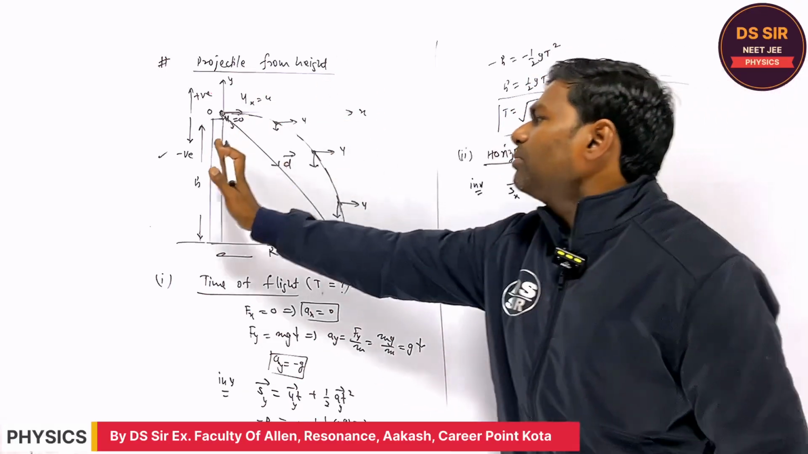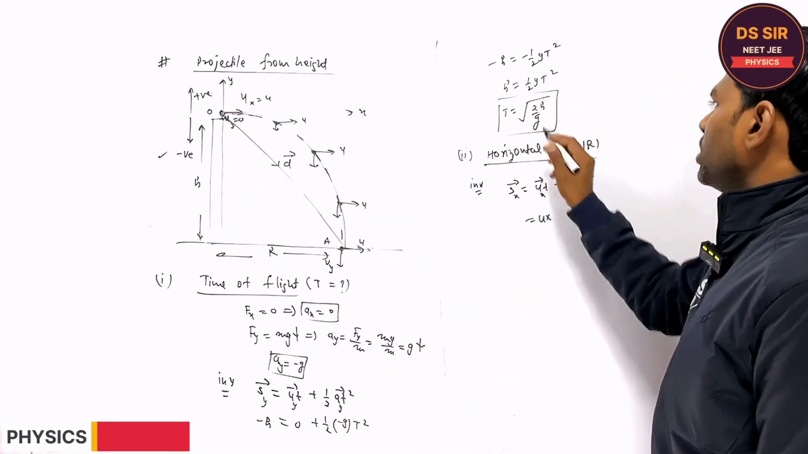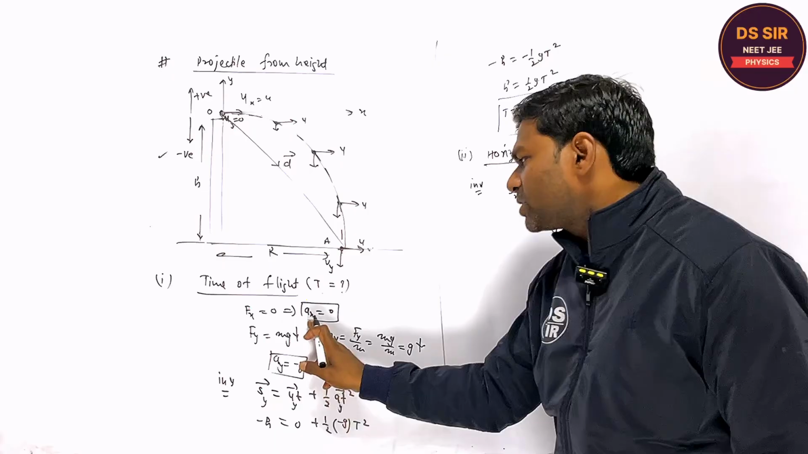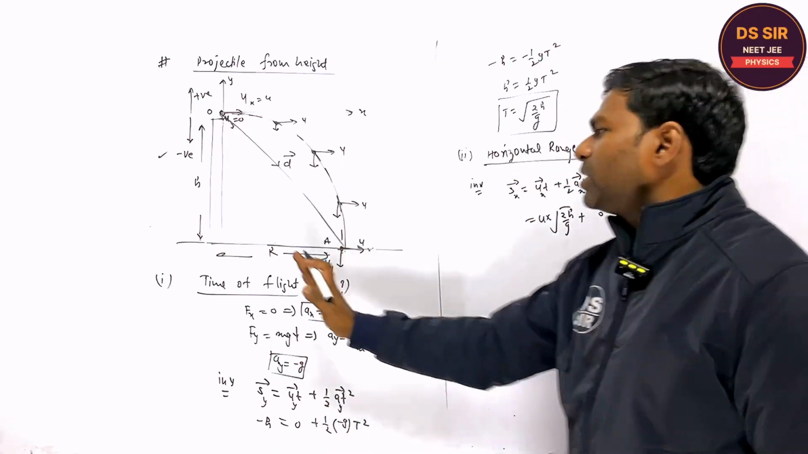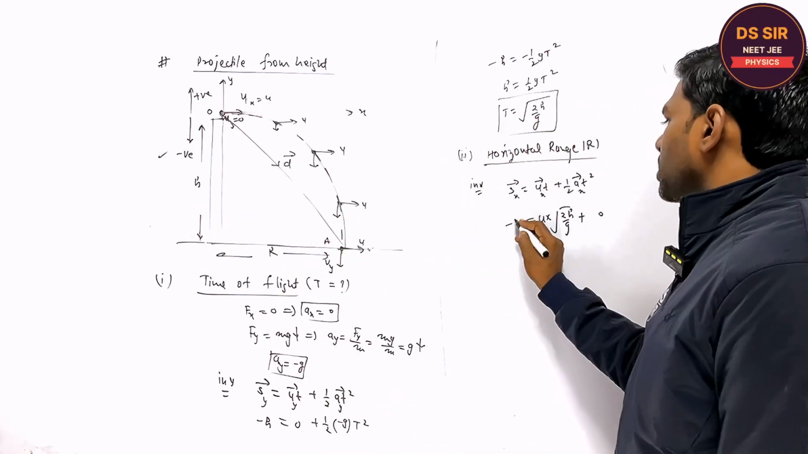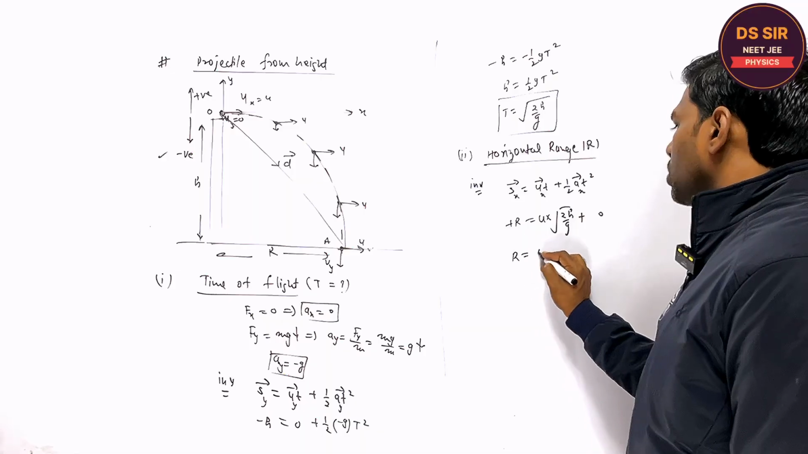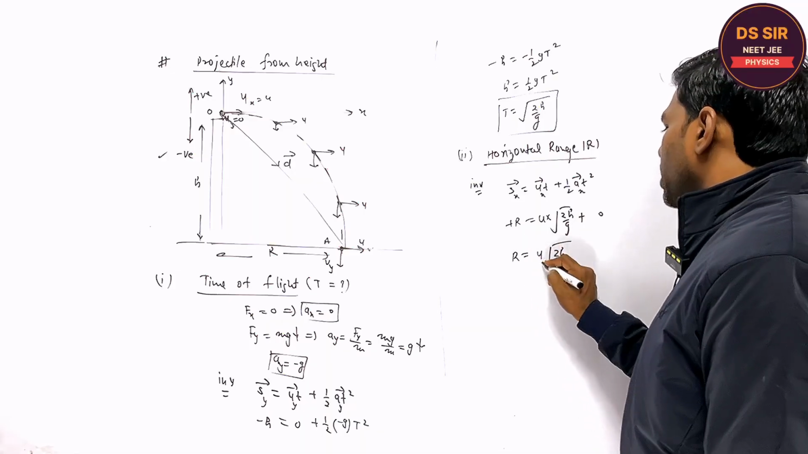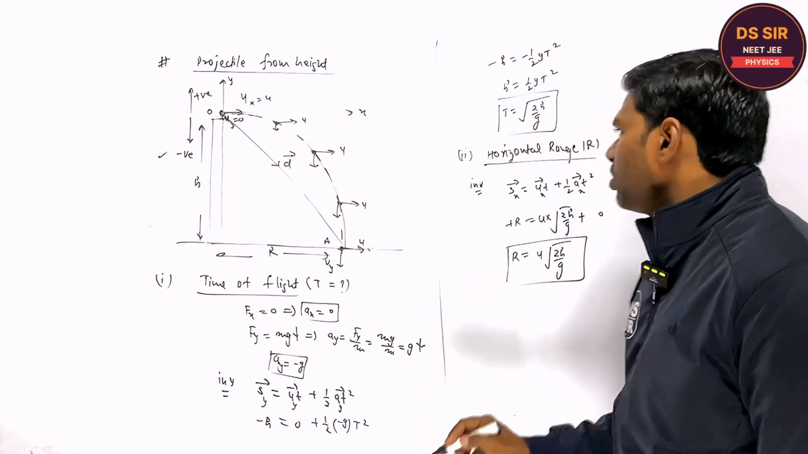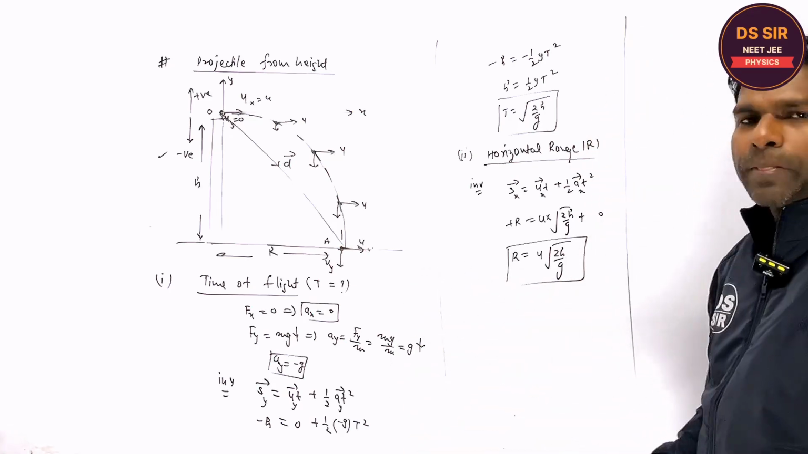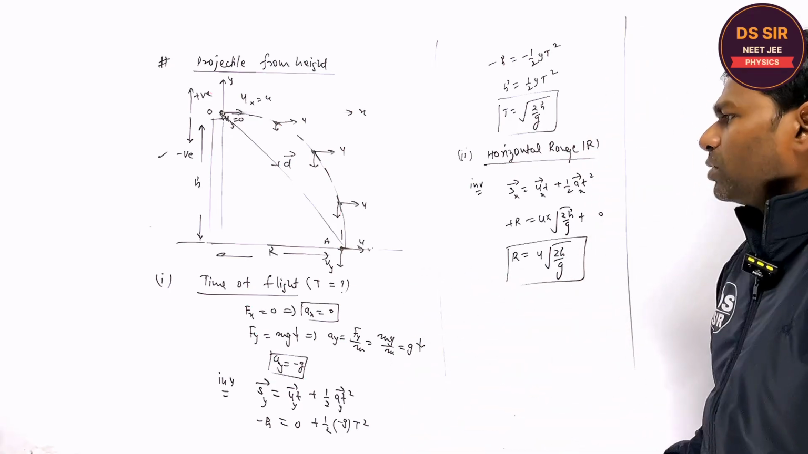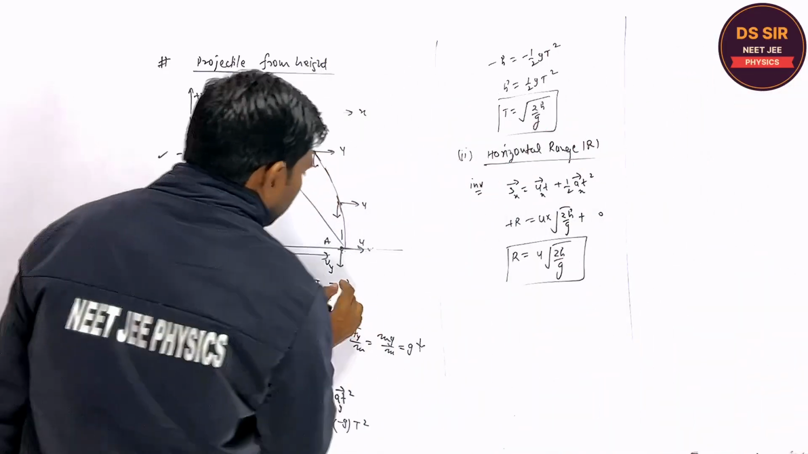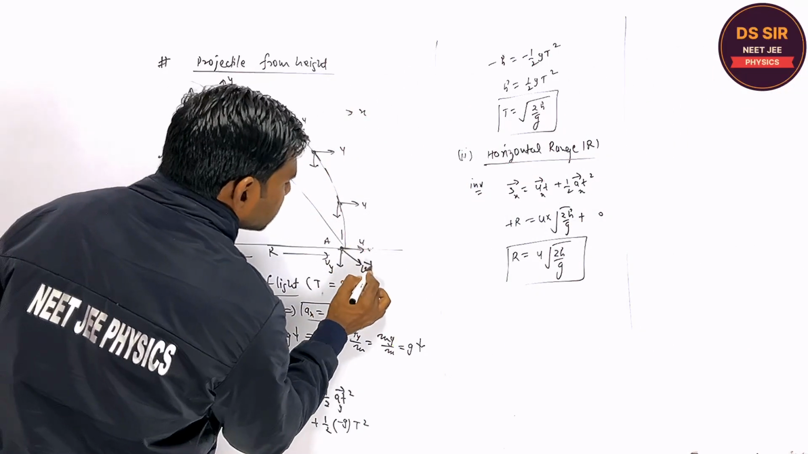And what is the time in this direction? The time is root 2h upon g. And what is the acceleration in x direction? Say 0. And the displacement in x direction is plus R. So the range is equal to u into root 2h upon g. This is the range. Is it clear or not? This is the range. Also, this is the time of flight, this is the horizontal range. We have to find the velocity with which it hits the ground.